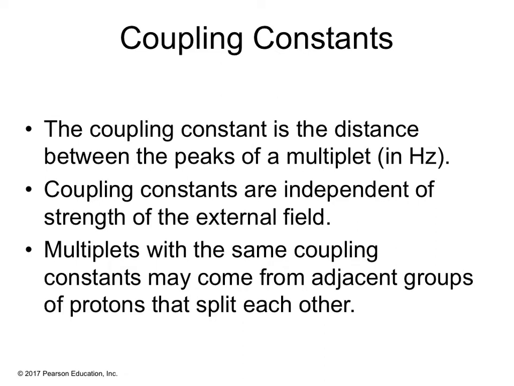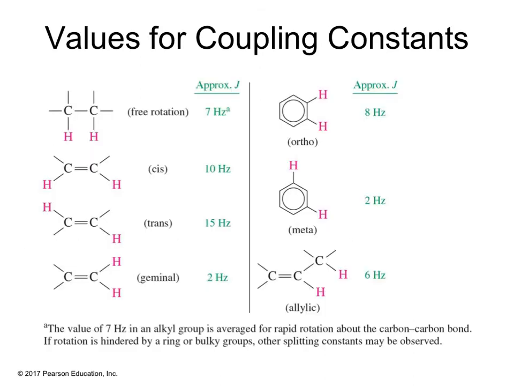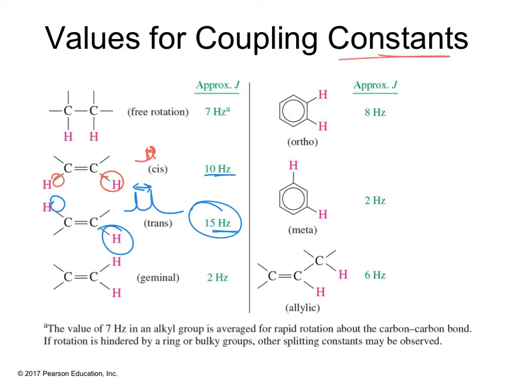I'm not going to talk about coupling constants. You can read about it. The values for the coupling constant, they're just showing you that you can tell whether you have a cis or trans, because the distance between these peaks is going to be larger than, let's say, a cis alkene, where they'll be closer. So these coupling constants can tell you a lot about whether something's geminal, cis, trans, what kind of proton environment.